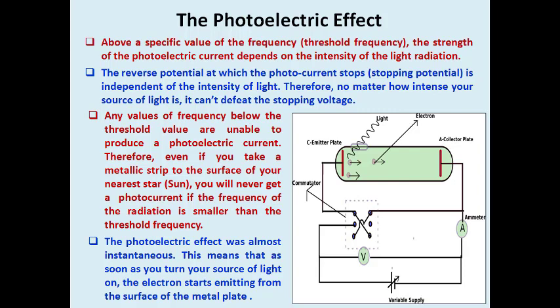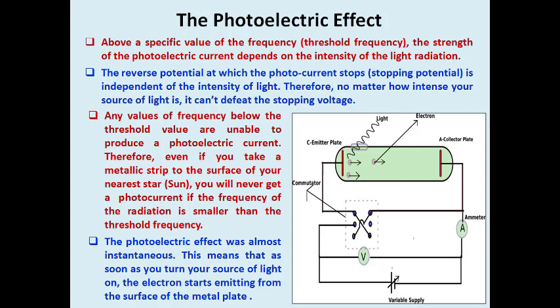The third one is that any value of frequency below the threshold value is unable to produce photoelectric current. This is the third condition. We already know well, if we take a metal strip to the surface of the nearest star, as an example, we couldn't get any photocurrent if the frequency of radiation incident on the metal plate is lesser than the threshold frequency. So photoconductivity will start in any metal only above the initial frequency, named the threshold frequency.